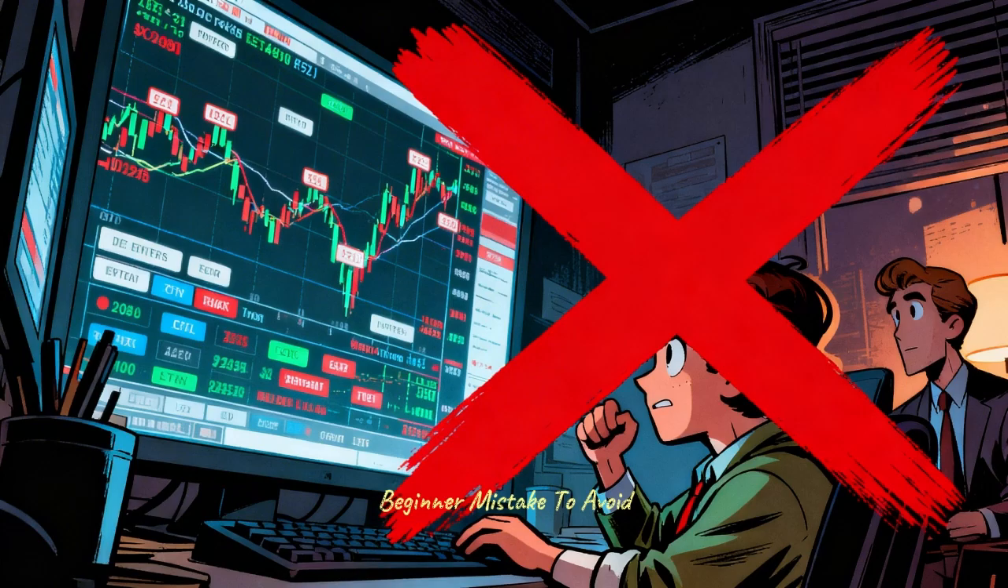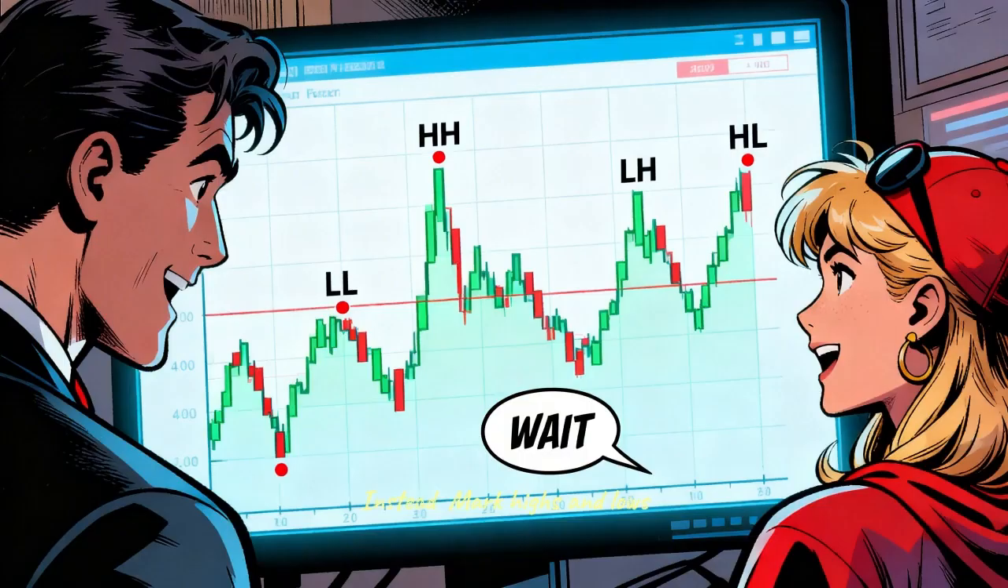Beginner mistake to avoid: entering trades randomly without identifying trend, ignoring structure, or trading every candle. Instead, mark highs and lows, identify HH, HL, LL, LH, and wait for confirmation. Patience is a trading skill.